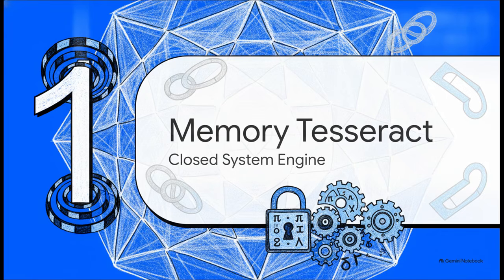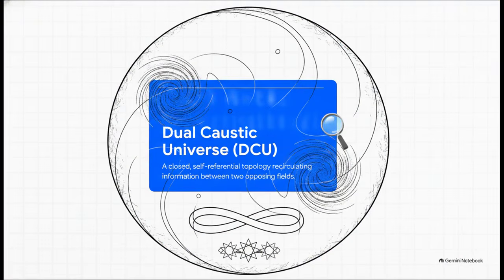Okay, Section 1, the Eternal Memory Tesseract. Let's start with the foundational topology of the universe. According to this analysis, the universe is a highly specific, mathematically sealed structure that literally only breathes after its mathematical locks are firmly in place.